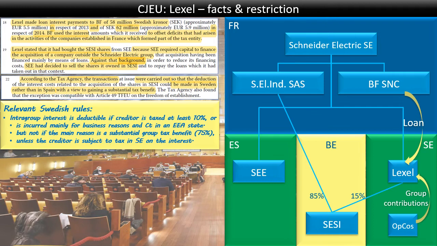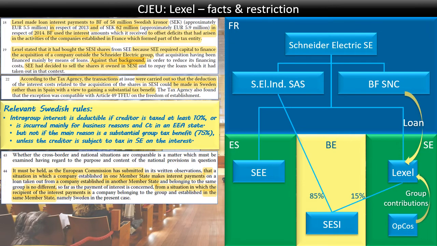And something bites here, because if a Swedish debtor pays interest to a Swedish creditor, the one deducts it, the other one is taxed for it. Where is the substantial group tax benefit, right? I mean, it almost seems like a non-reason, but we leave that aside. I think the court does mention it, but I'm not 100% sure about it. And then the further issues for the court is whether the cross-border and international situations are comparable.